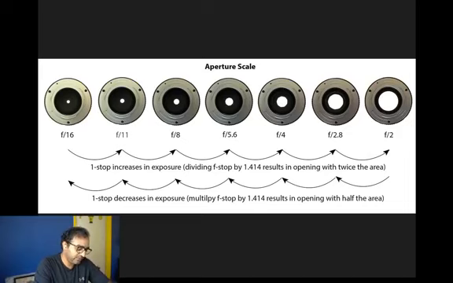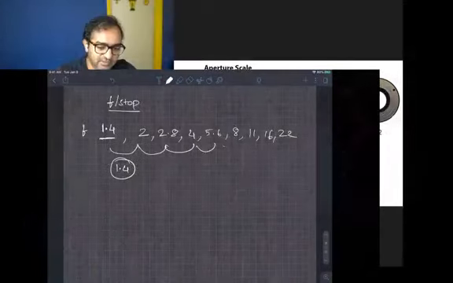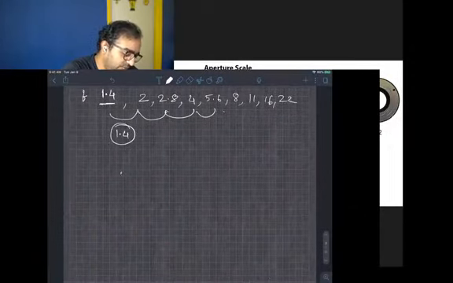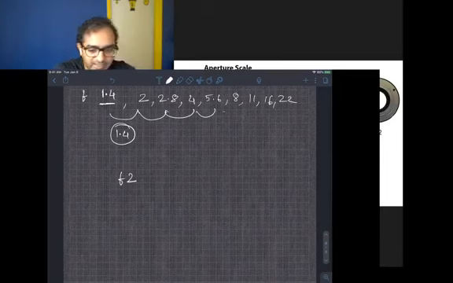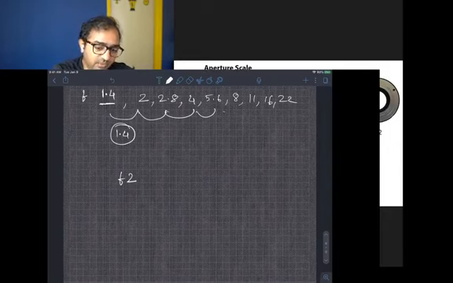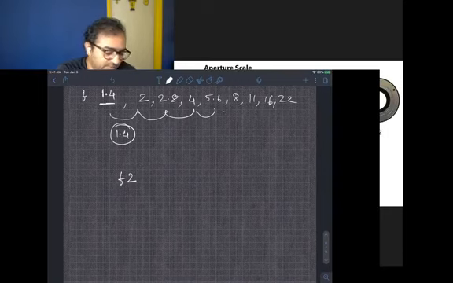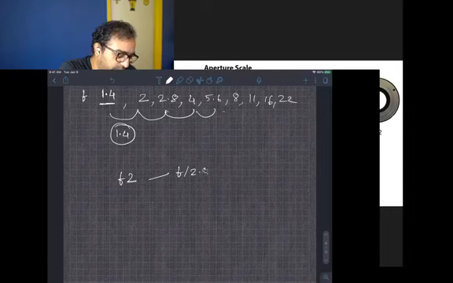So if I have a lens which is set to f2, and I say, okay, you shot this photograph, but the photograph is twice as bright as it should be, meaning it's too bright. I want it to go one stop down. So how do you go one stop down? What is one stop down from f2? It's actually f/2.8, right?